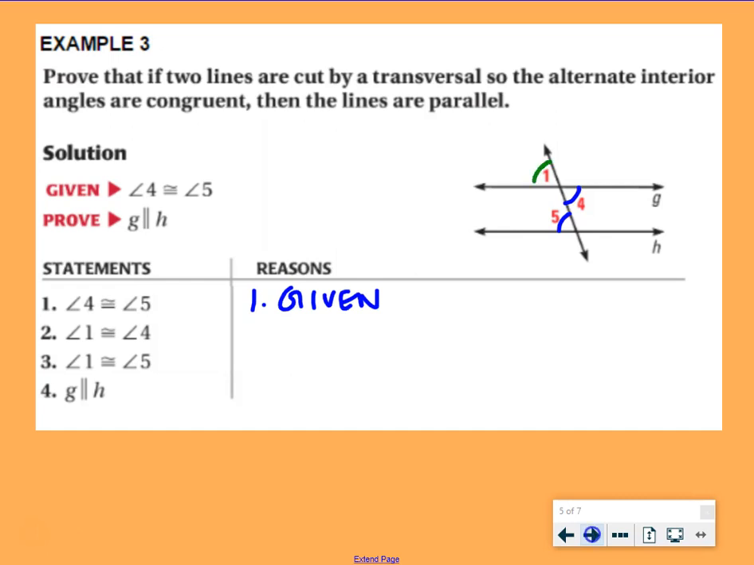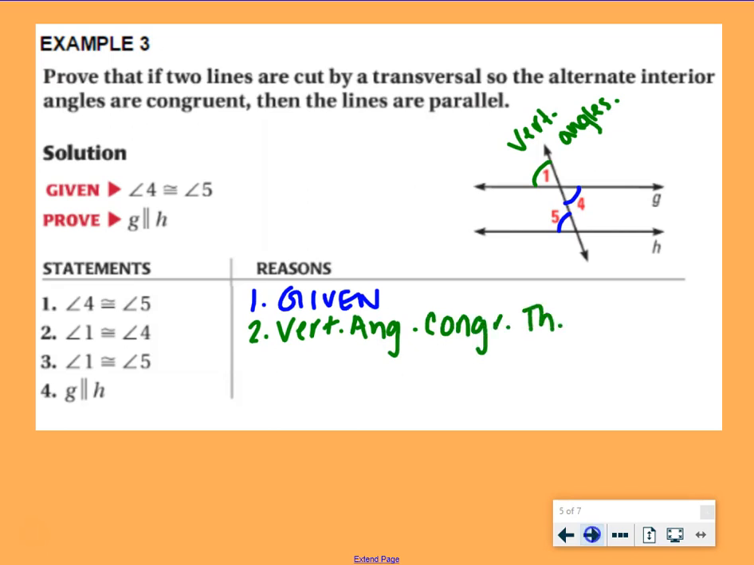Why can we say that? If we look at the diagram, we have vertical angles. And we learned a theorem in Unit 2 that dealt with vertical angles, which is our vertical angles congruence theorem, which states that vertical angles are congruent. Angle 1 is congruent to angle 5. We've got that crisscross pattern going on.